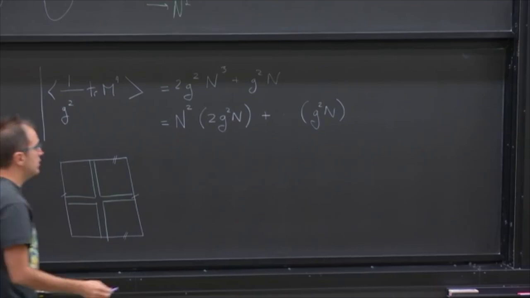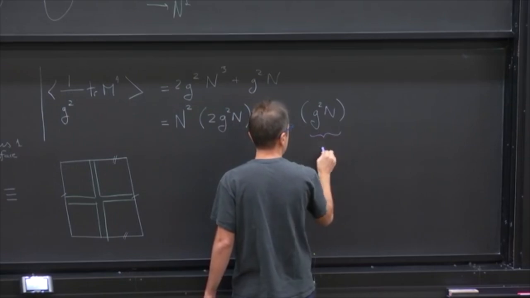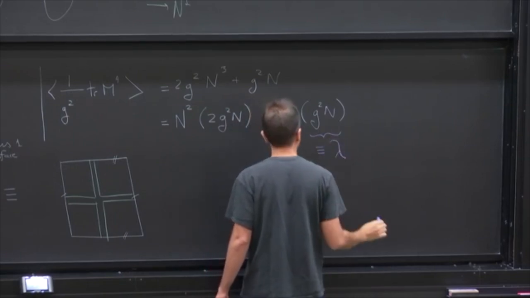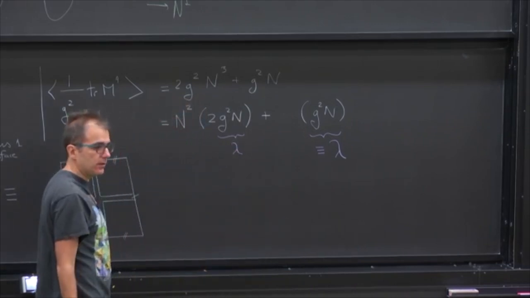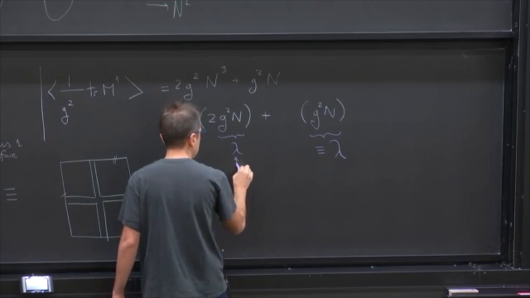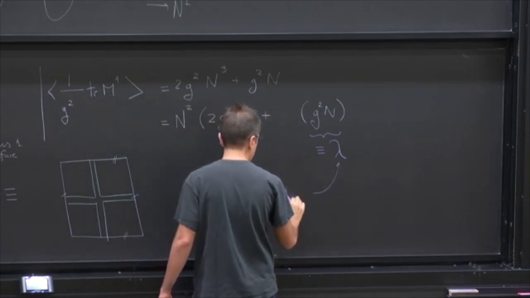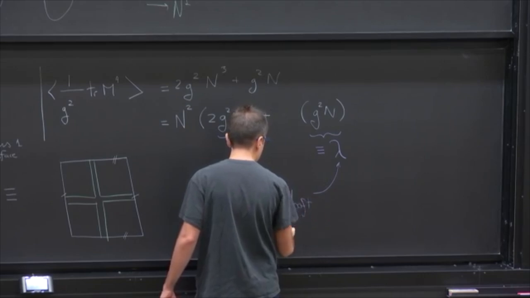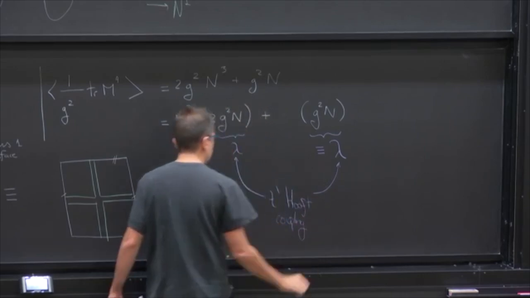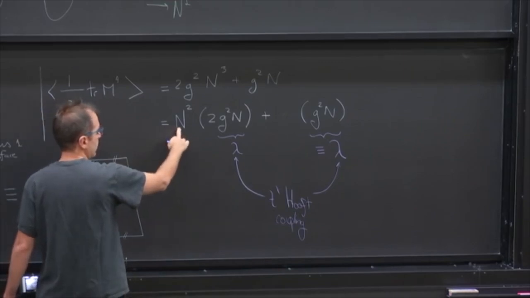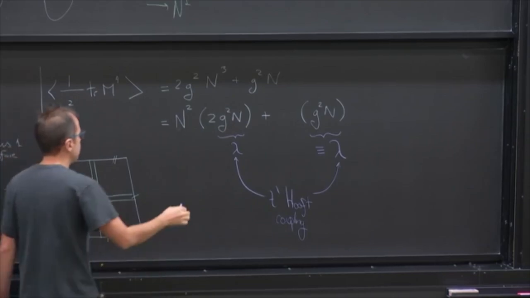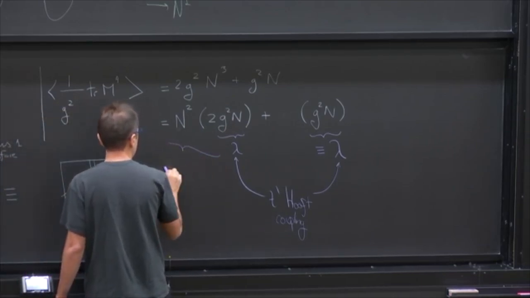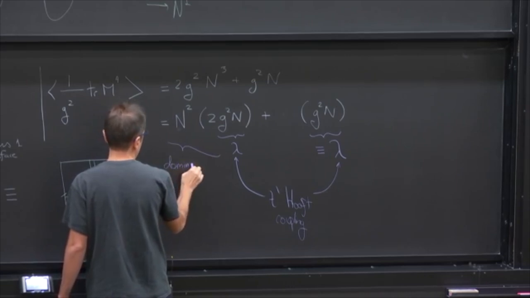And this quantity here, g squared n, is what we define as the 't Hooft coupling, lambda. This quantity here is therefore also lambda. And therefore, if this quantity, lambda, the 't Hooft coupling, is held finite, then we get n squared for the planar diagram and n to the 0 for the non-planar diagram. And so these diagrams are dominant at large n.